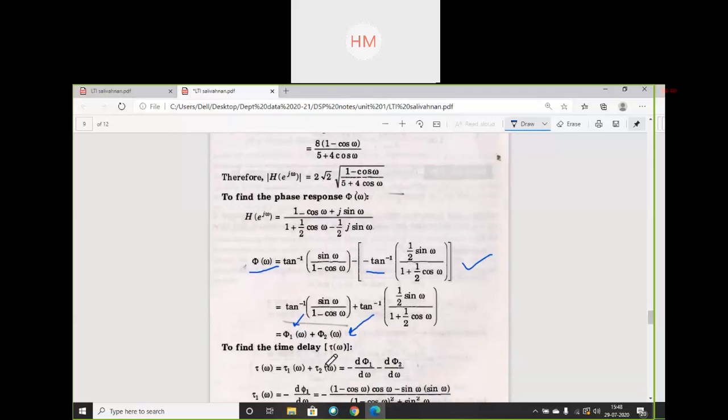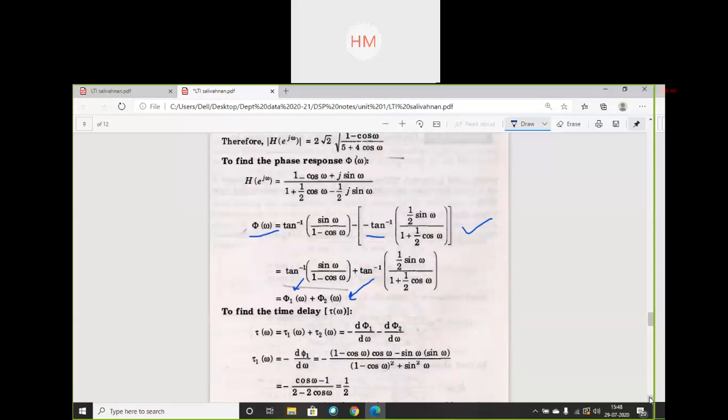And now I know what the time delay is. Time delay is the differentiation of phi with respect to omega. So tau 1 of omega and tau 2 of omega will give you the total tau. That is the time delay. So I will find the individual time delays. Differentiation of the phi 1 term. This is my phi 1. And differentiation of phi 2.